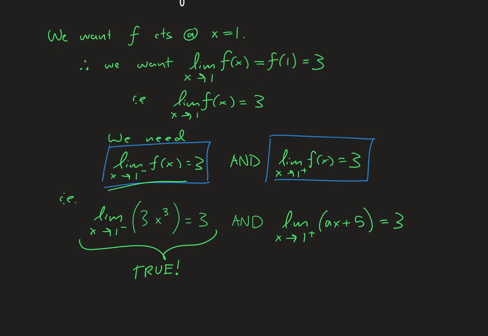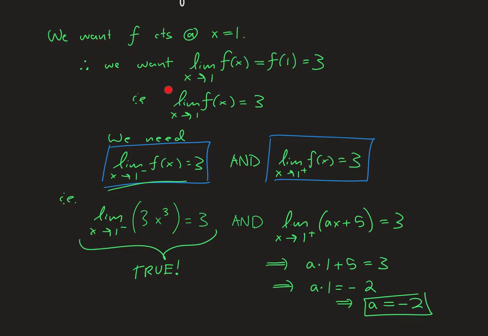In order for this one to be true, this limit's easy to take. We would have a times 1 plus 5 is equal to 3. That implies that a times 1 is equal to negative 2, which tells us what a has to be. a must be equal to negative 2. All right, that's because we had to force the left-handed limit and the right-handed limit to match in order for this condition to be true.